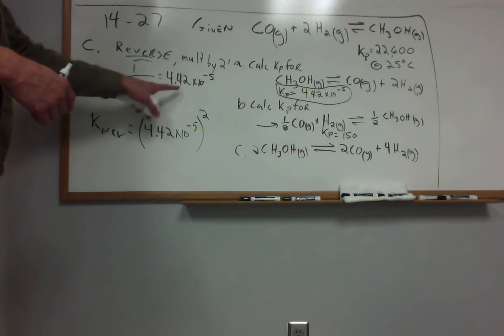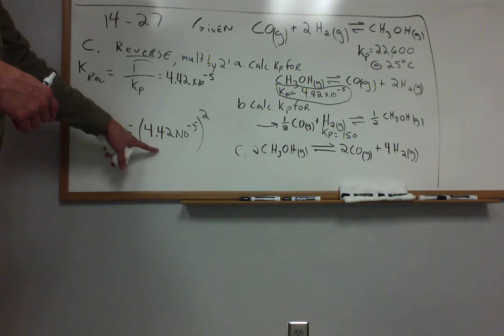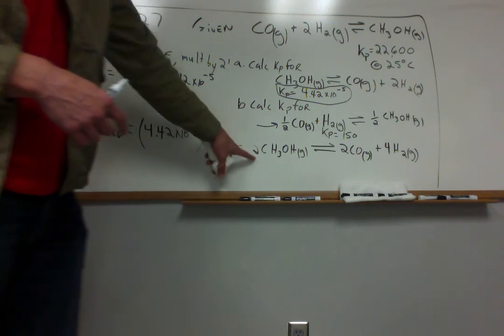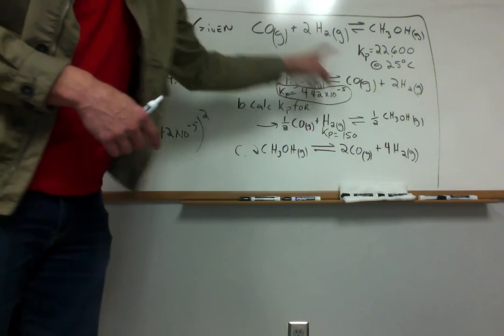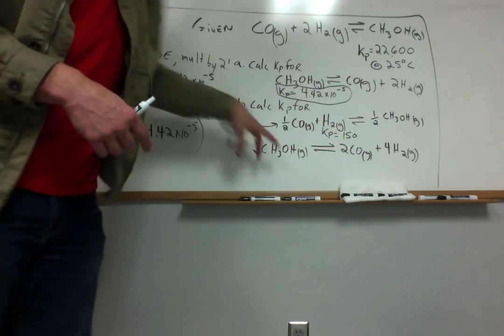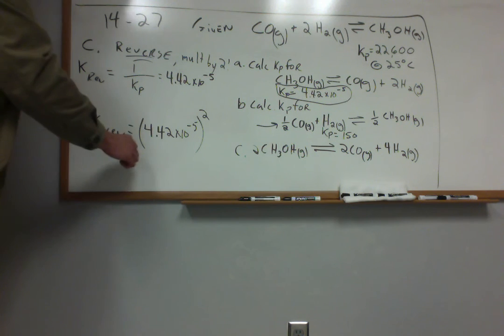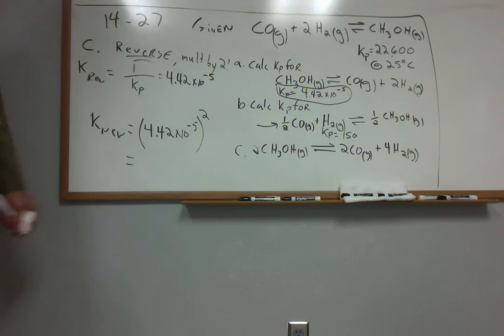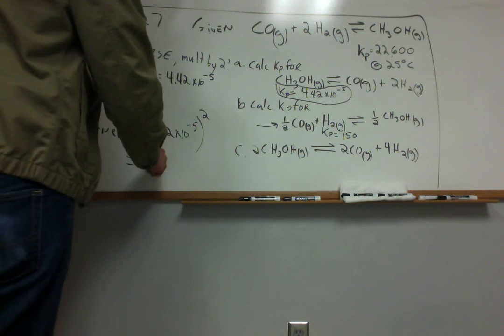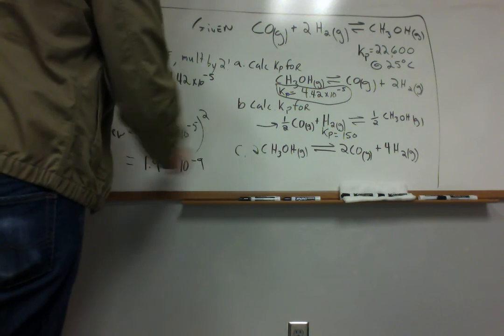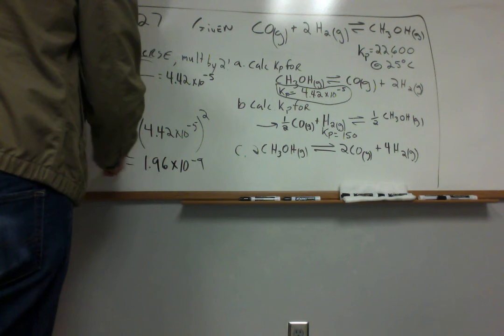And then I take the value that I got after I reversed the K, and I raise that to the second power. This 2 is because of the fact that I multiply the original reaction by 2, and I get this, okay? So sure enough, that's the only step that I need to get complete. And if I do that, I get 1.96 times 10 to the minus 9. That's my Kp value.